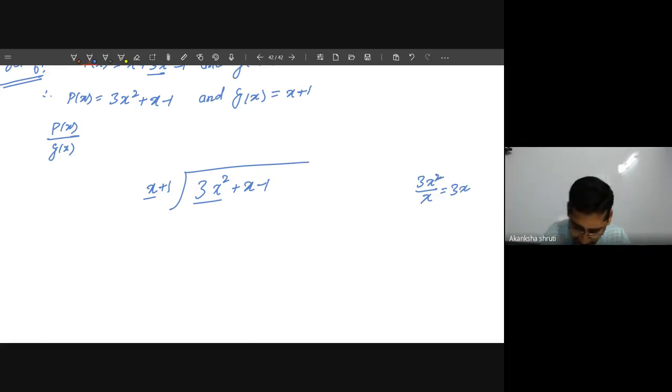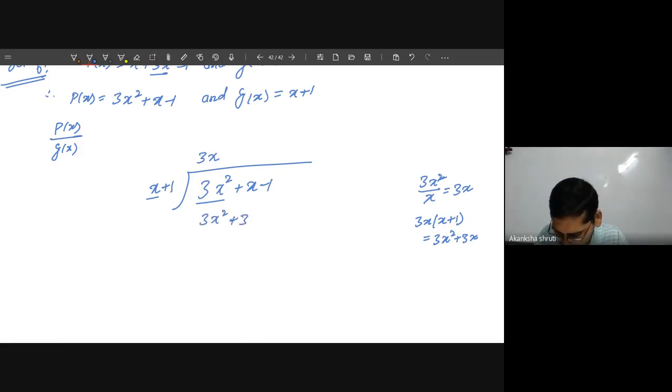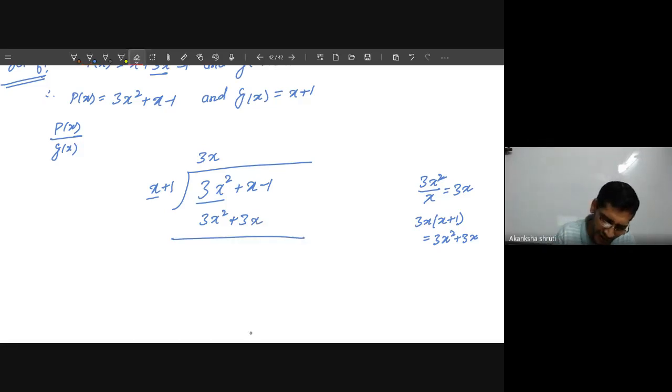So this 3x you have to write at the top, but this 3x has to be multiplied with which one? X plus 1. Okay, student? So this thing you have to do side by side. It becomes 3x square plus 3x. Now this 3x square plus 3x you have to write below the 3x square plus 3x. After that, what we have to do? We have to subtract this lower one, whatever we have written. Means we have to change the sign. It becomes minus, it becomes minus.